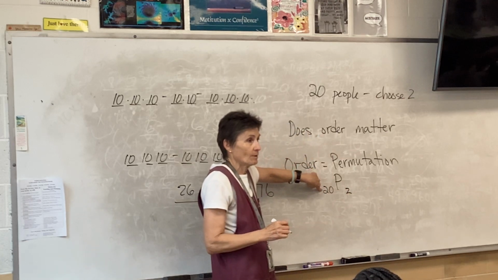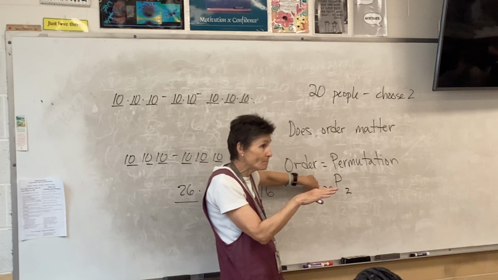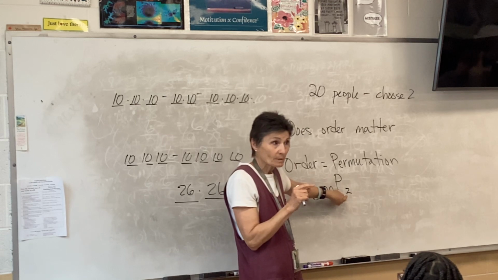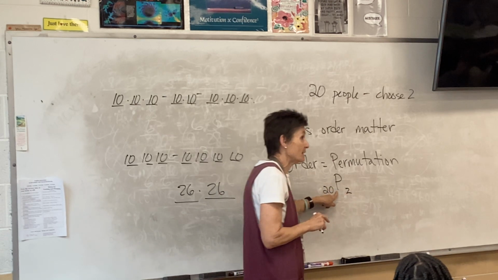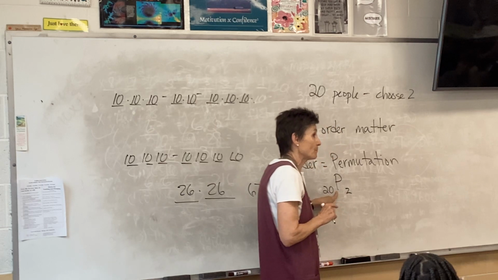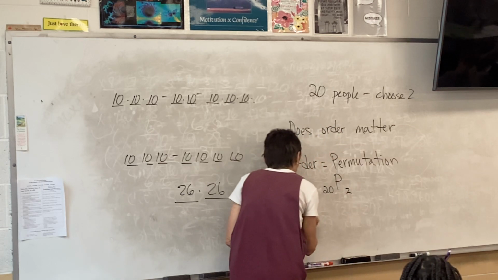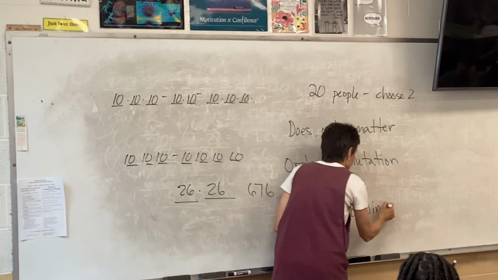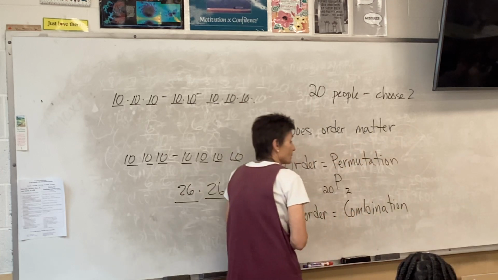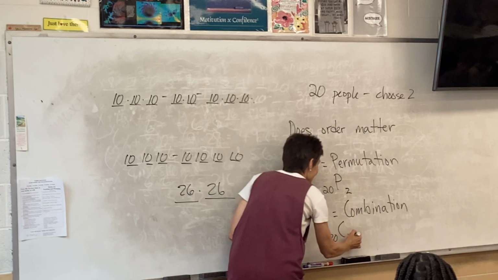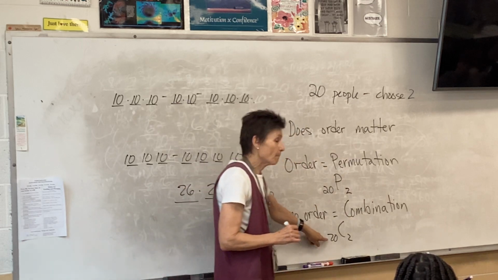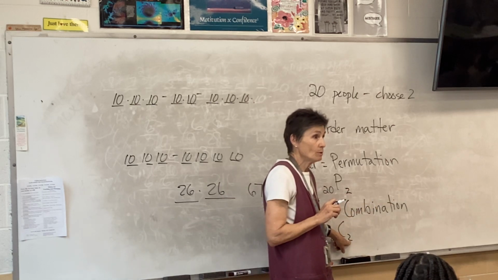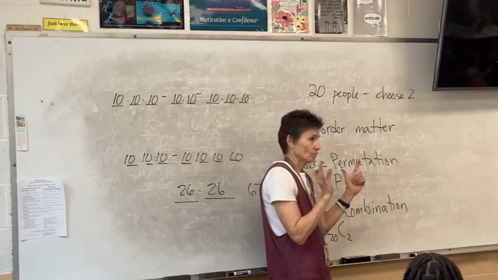This number right here is how many you have to pick from. This is how many you are picking. And the P tells me I'm picking in order. Order matters. If there is no order, then it's called a combination. And that would be 20C2. First number, 20 people to pick from. Second number, I'm picking 2. The C tells me order doesn't matter.